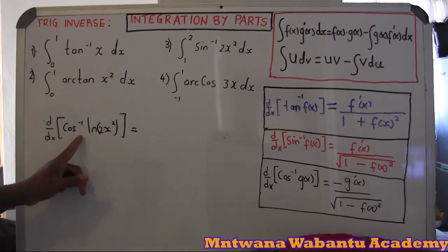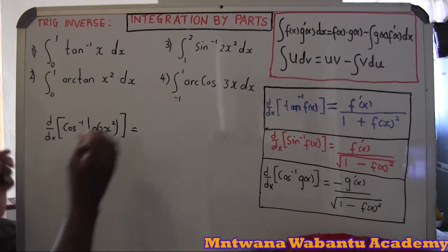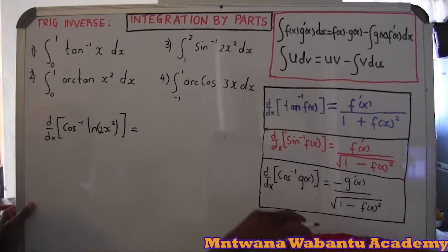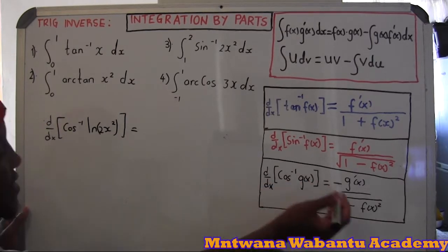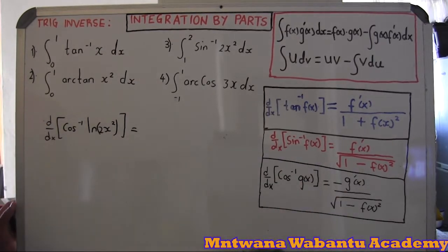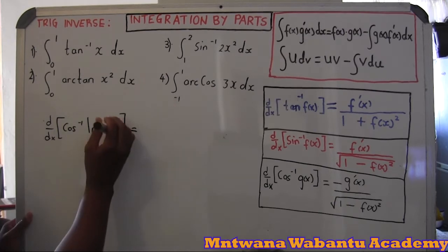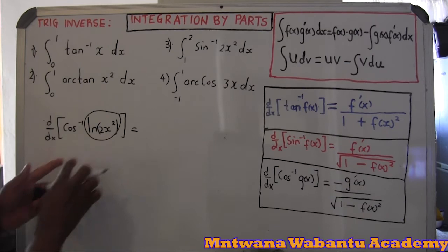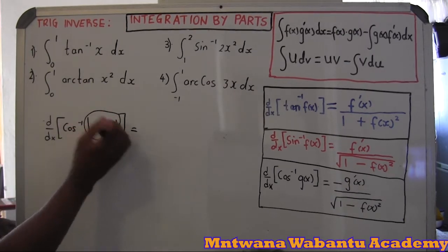So this is cos inverse or arc cos. What we're going to do for cos is almost the same as sine, but the only difference is you put a negative. So let's differentiate the whole of this function. You can even do it aside. Let me take this function and differentiate.